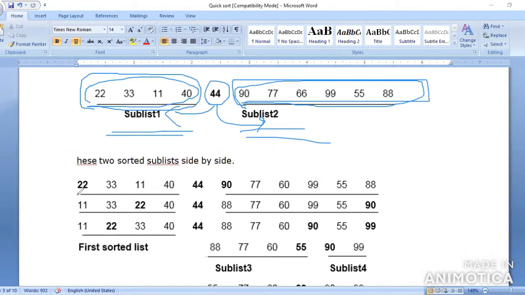Here you can check 22, 33, 11, 40. Here again I am choosing the first value as the key value, the pivot element. Okay, here you can check 22. Now you can check 22, 40. 40 is always greater, on the right side.